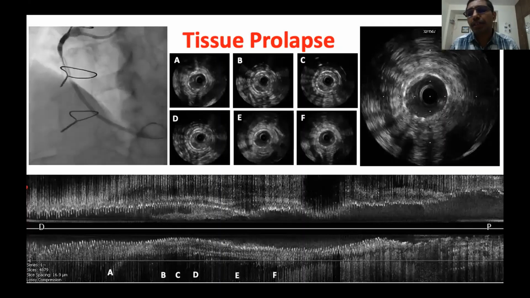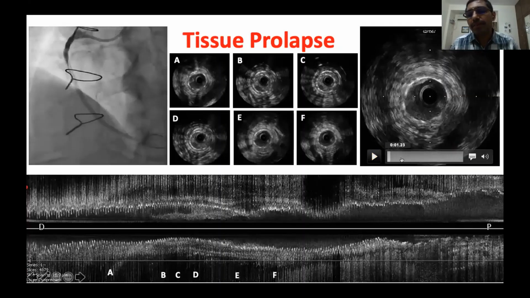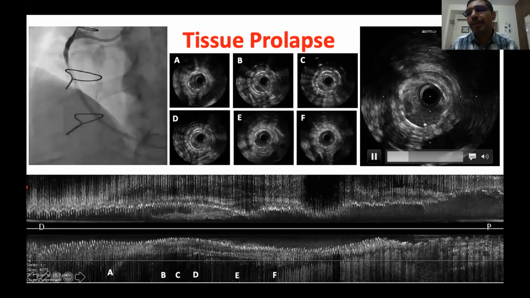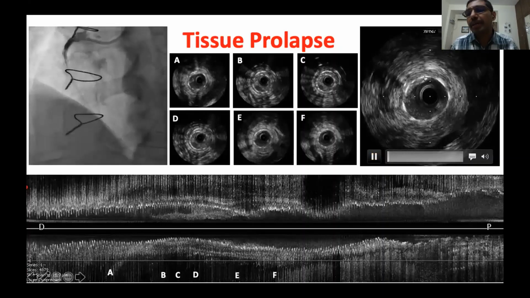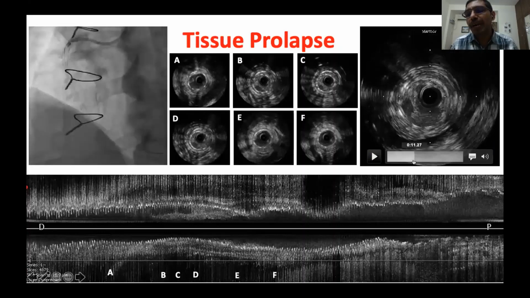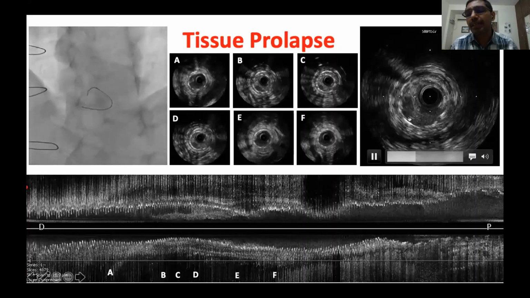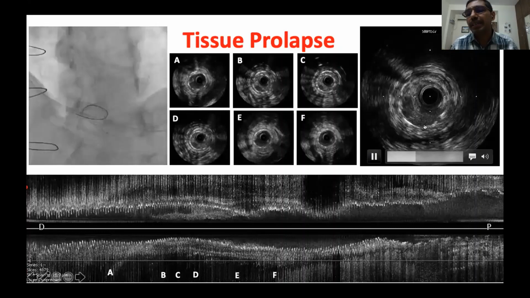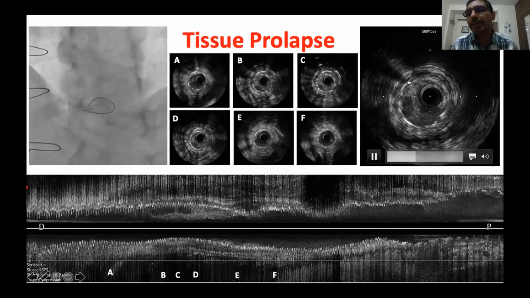And what is tissue prolapse? Tissue prolapse is nothing but prolapse of the atherothrombotic material into the stent. So that is your tissue prolapse. It contains either the atherosclerotic material or the thrombus. So this is a typical appearance of tissue prolapse. You can see that this is your stent and this is all prolapsing material between the stent struts.